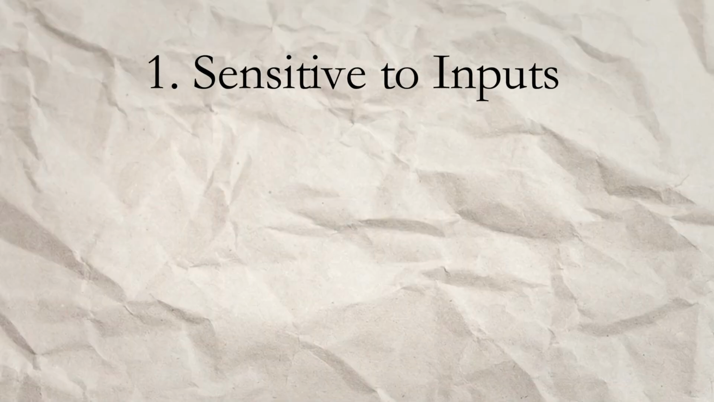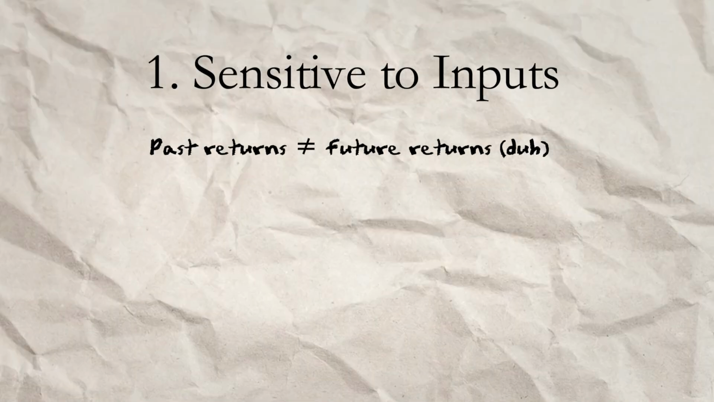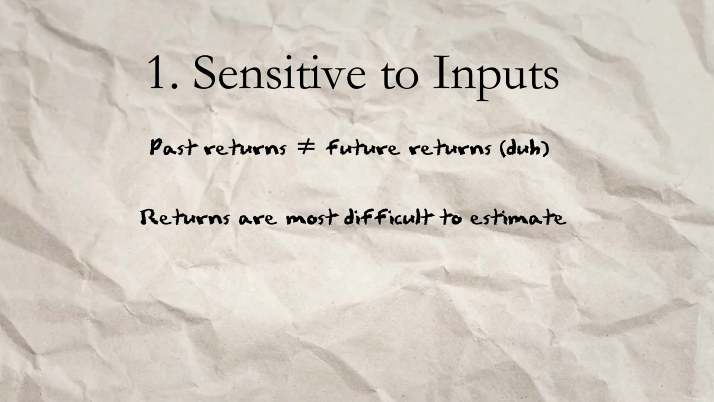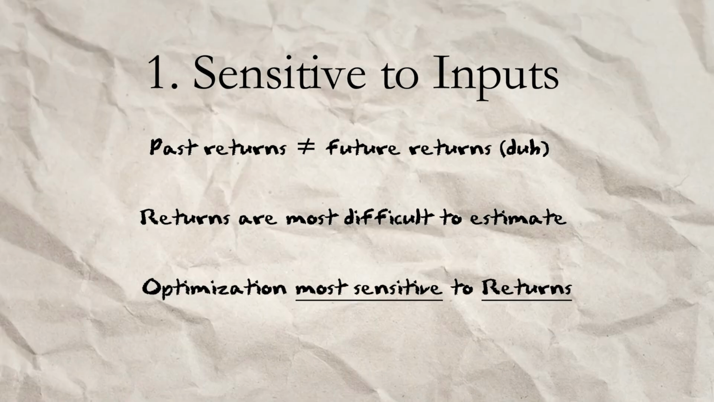Now, there's plenty of critique that is worth bringing up for this model. Outputs are quite sensitive to the inputs. Past returns are not a good indicator of future returns, of course. So in our simulations, we just use historical returns for illustration purposes. Not only are returns the most difficult input to estimate, but the optimization is also most sensitive to returns, meaning if you are wrong on your return estimation, it will have a greater impact on the model than if you were wrong about either the volatility or the correlation.